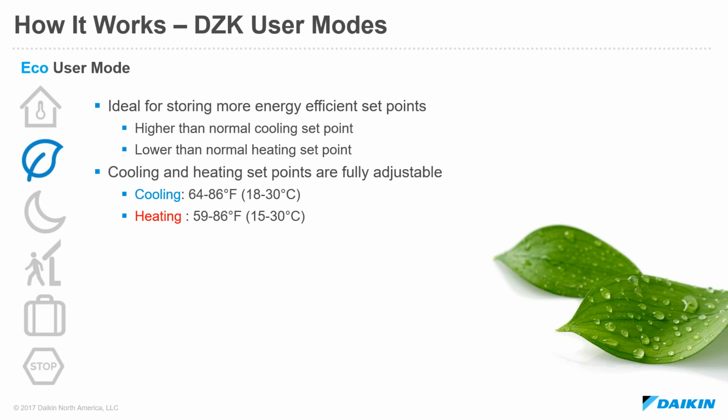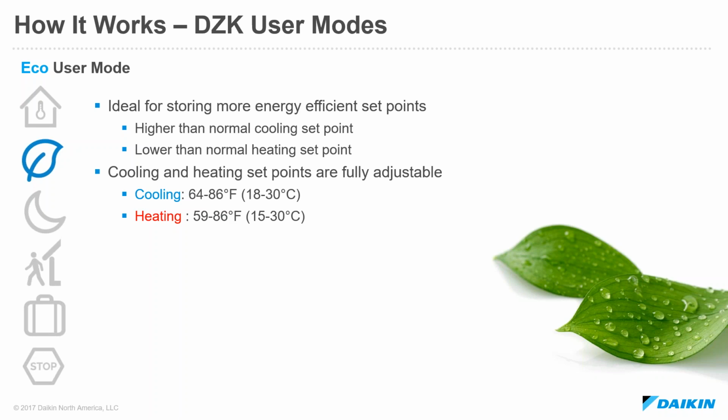So we would typically use a higher than normal cooling set point and a lower than normal heating set point, but for the purposes of the configurable range of set point options, it's the same as the comfort user mode: 64 to 86 Fahrenheit for cooling, 59 to 86 Fahrenheit for heating. I don't have it on the slide, but there is a lot of intelligence in the algorithms that control the DZK operation and ultimately control the indoor unit operation, sort of behind the scenes when the DZK is communicating to the indoor unit.